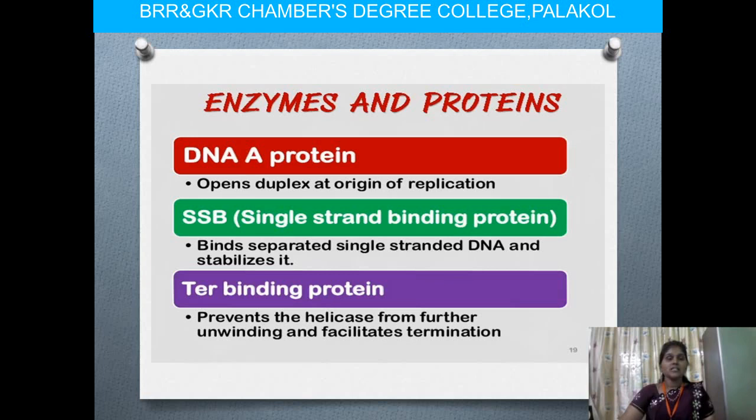And the next one is single stranded binding protein, which we call SSB protein. This single stranded binding protein attaches to the single strand at the origin of replication and stabilizes it. It helps protect the DNA from degradation by nucleases. Okay, next one is Tus binding proteins. These are used in the termination process. They prevent the helicase from further unwinding and facilitate termination.